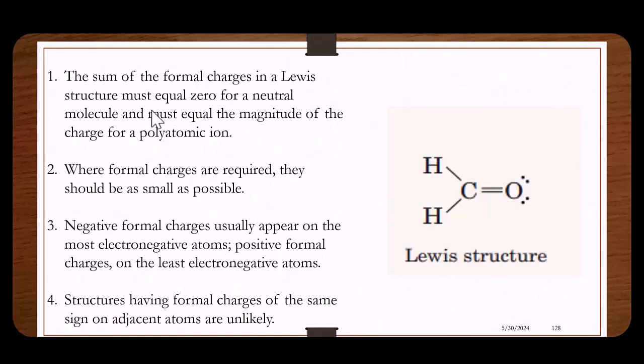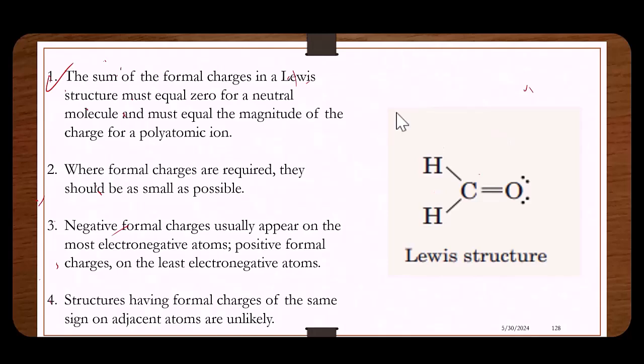Let's go ahead and review the molecule that we just evaluated with these guidelines. We determined that there is a formal charge of 0 on every atom, and if there's a formal charge of 0, we don't put anything on the atom. Looking at the first guideline, it says the sum of the formal charge in the Lewis structure must be 0 for a neutral molecule and must equal the magnitude of the charge in polyatomic ions. So this checks out. All the formal charges are 0, and it's a neutral molecule.